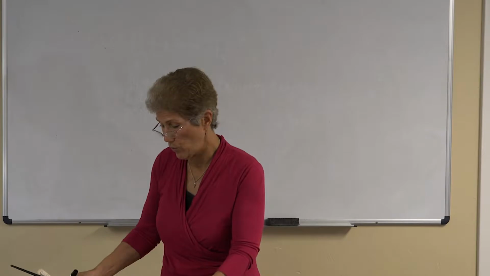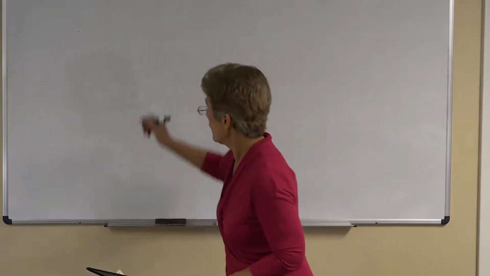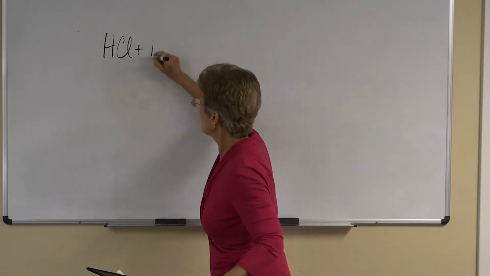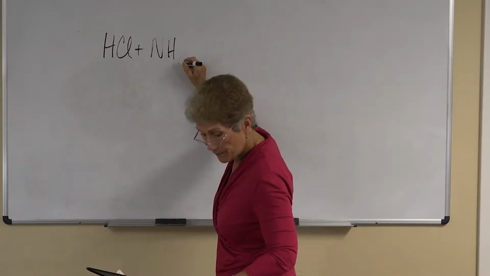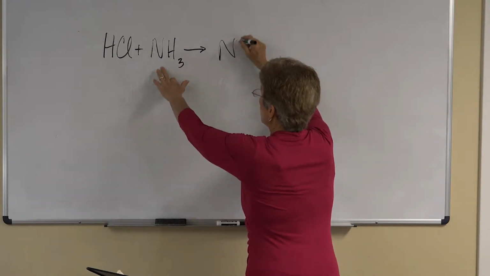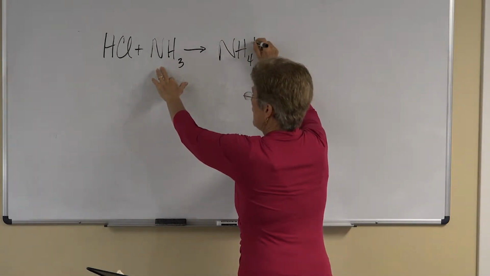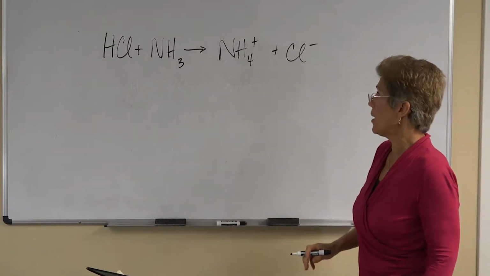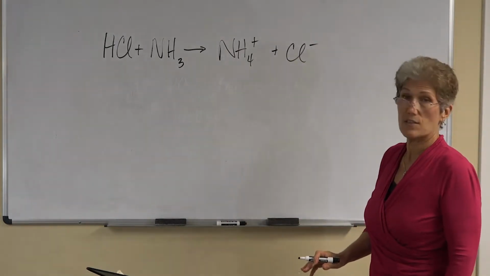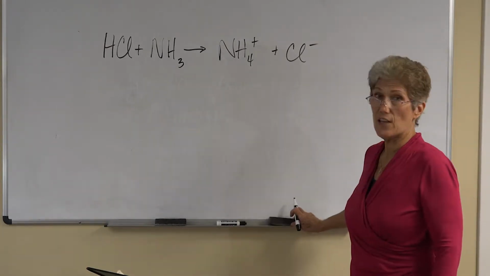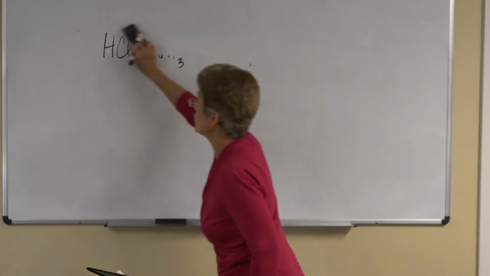Number 3, determine the reaction that occurs between the following chemicals. A, so the first one we have here is hydrochloric acid and ammonia. So we know that this is going to turn into the ammonium ion, and that's going to leave the chloride ion behind, and that is actually balanced. So that's the answer to our first one. Once again, the charges are imperative for the answer to be correct.